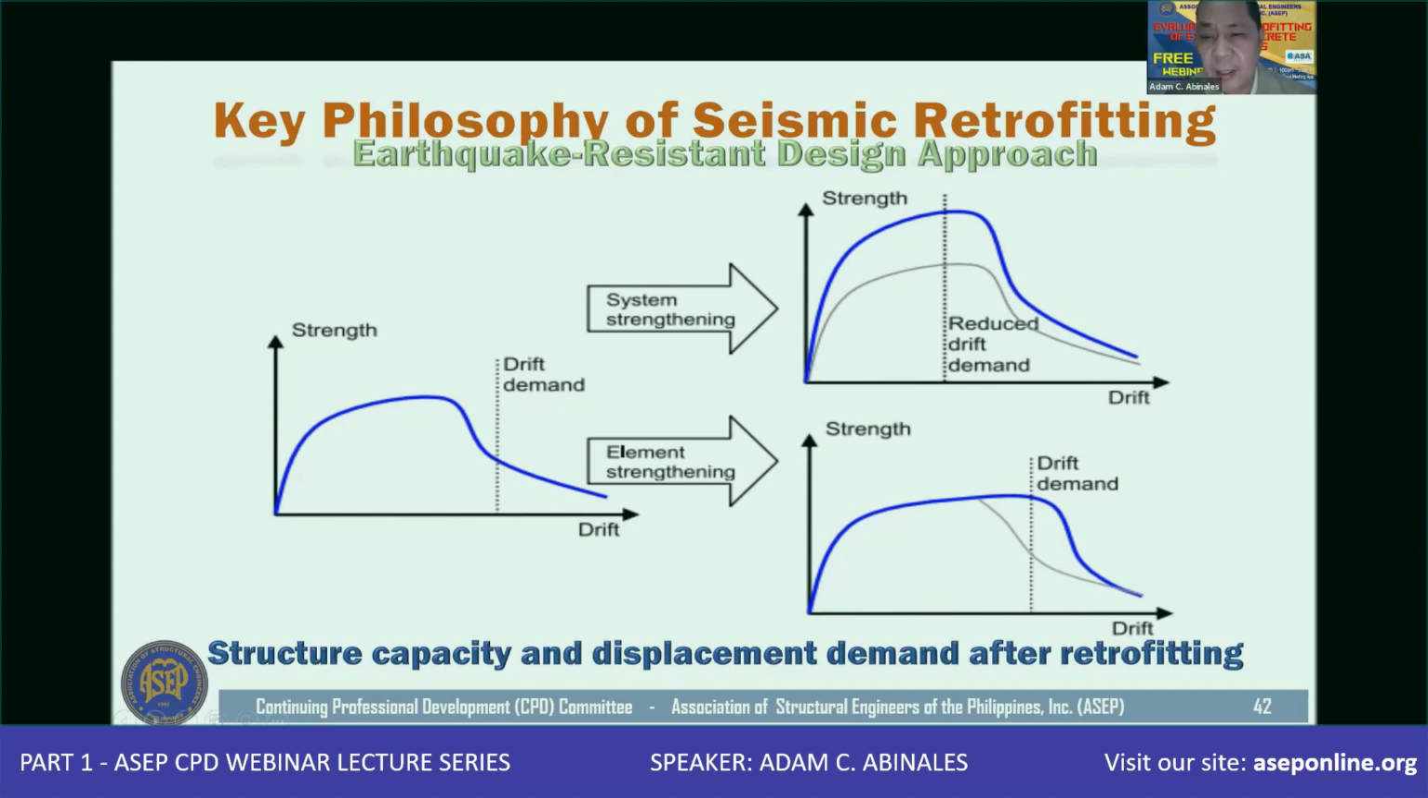I would say significant reduction of the drift requirement. But what I'm trying to say here is that there is another system or alternative wherein you can do the retrofitting in terms of the whole structure. So this is basically the key philosophy of seismic retrofitting. It's either you do element strengthening, or you do system strengthening, or you do a combination of both.